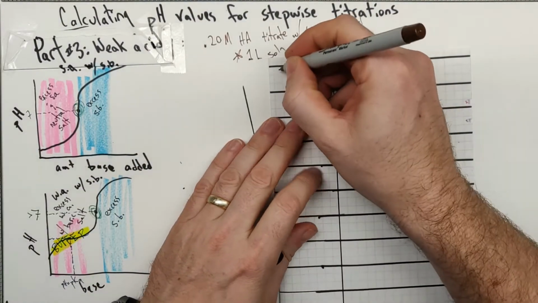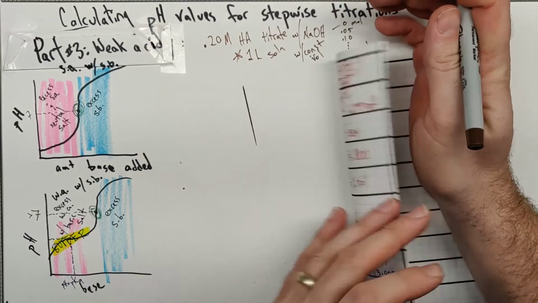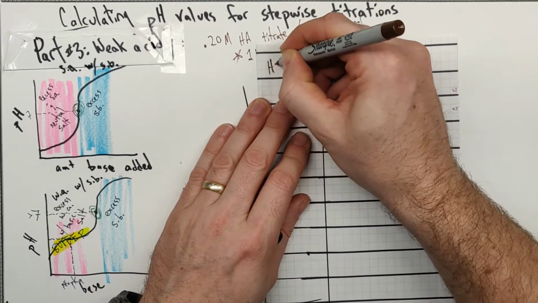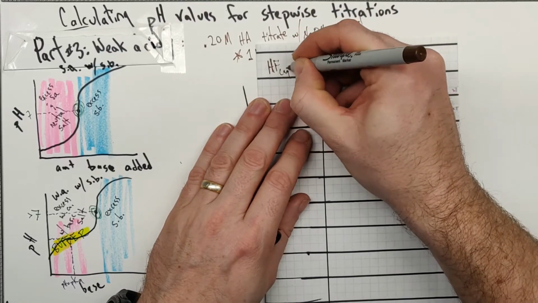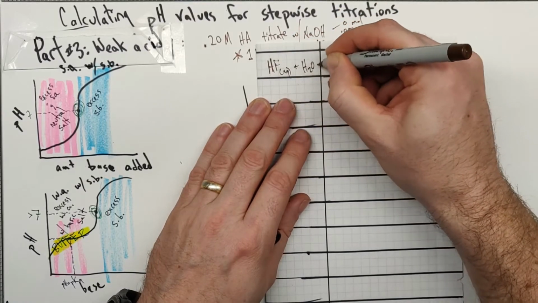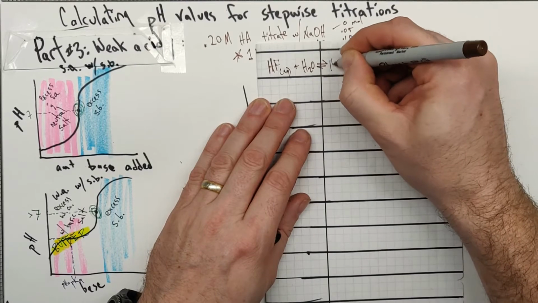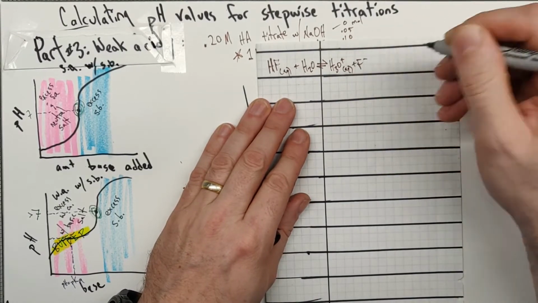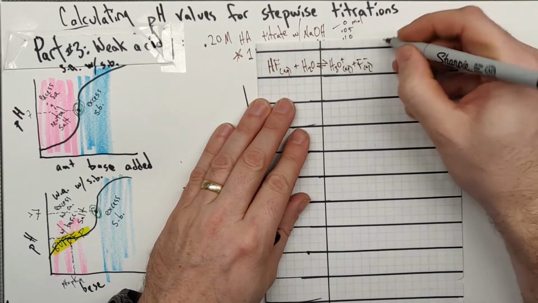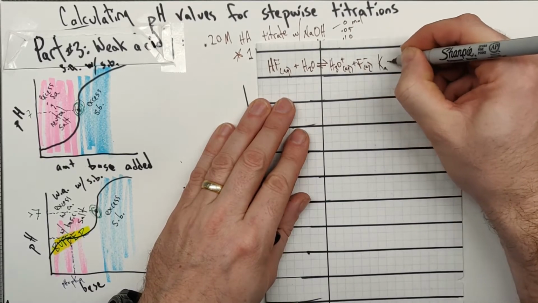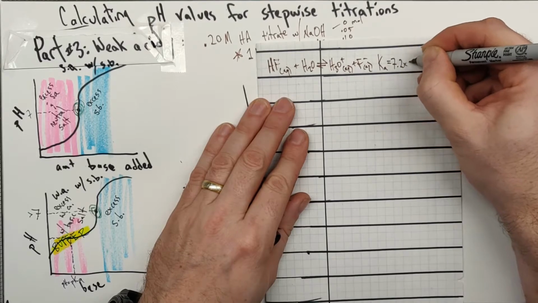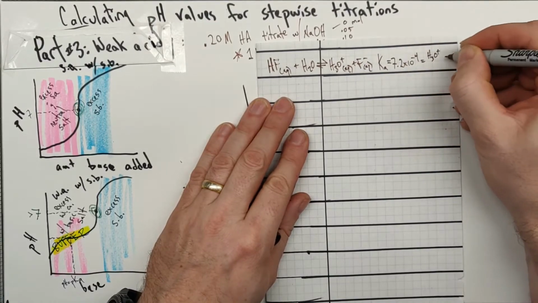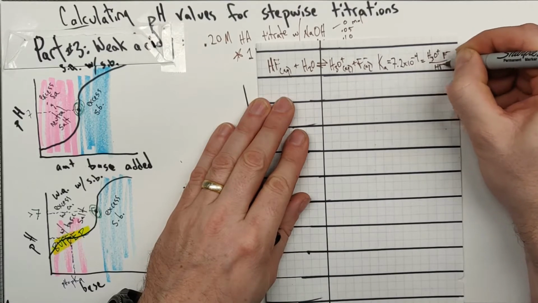We have HF this time. It's going to be aqueous with our H2O, H3O plus, and F minus. We're going to have a Ka, and this time it is 7.2 times 10 to the minus 4, and that is our H3O plus and our F minus over the HF.